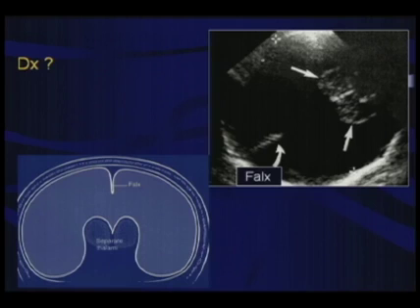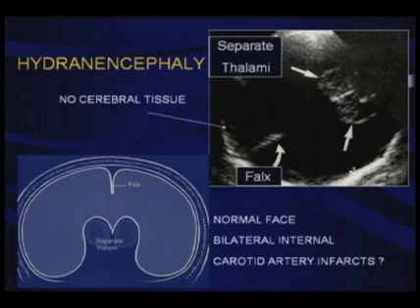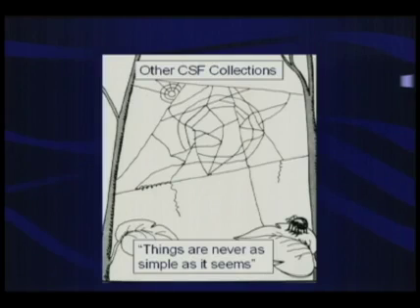The final entity here we take a look at, we see a midline falx. We see no cerebral tissue. There was a normal face. And this is hydranencephaly. This is probably secondary to bilateral internal carotid artery infarcts and/or occlusions. We also note the thalami are there, but they tend to be separate rather than fused, as with alobar holoprosencephaly.